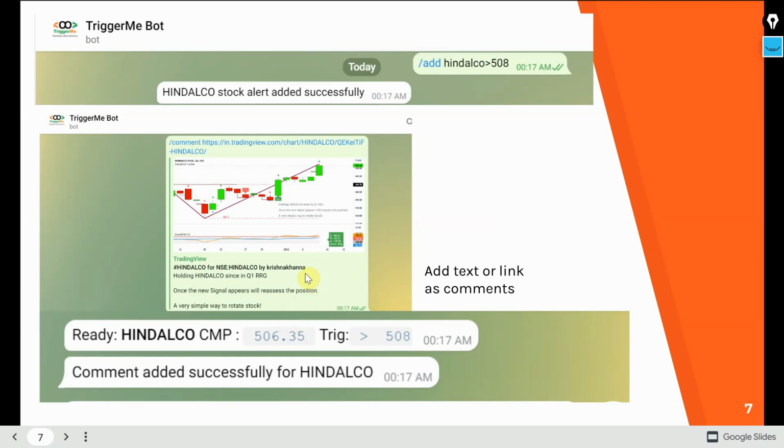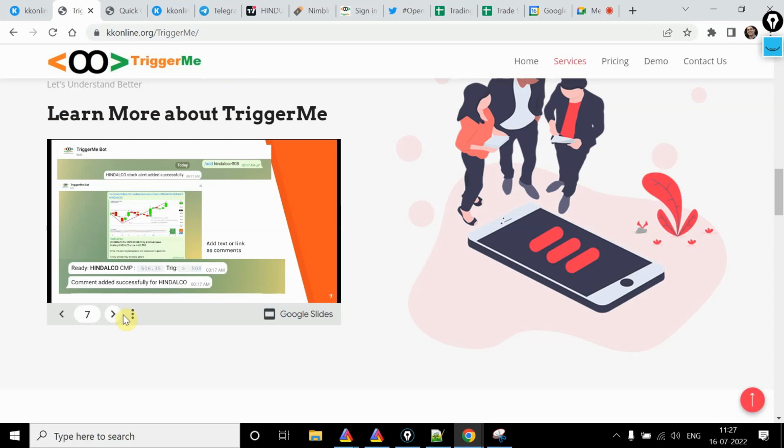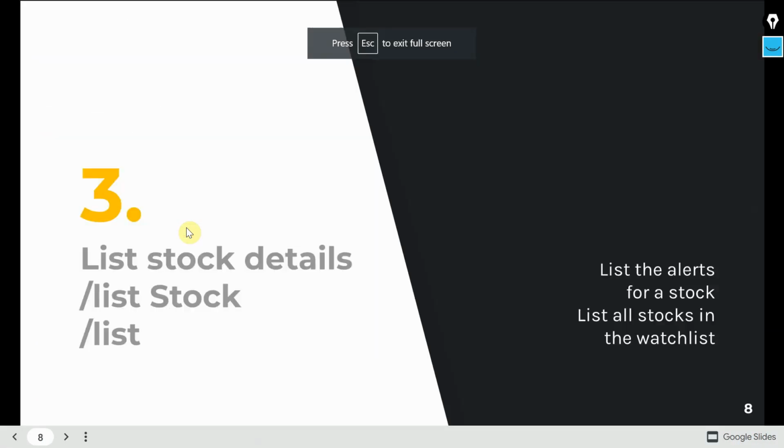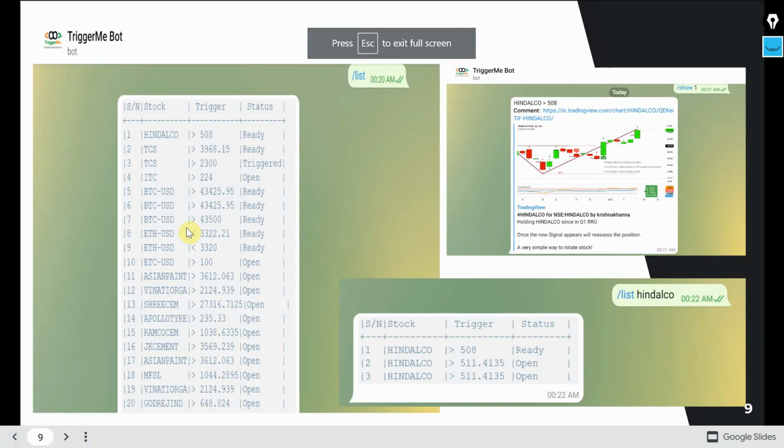Thank you. Right, welcome. Okay, so let's move further over here. So the idea of having this system is to track the stocks and see what all is in the kitty. So for example, over here I see Hindalco, it is in ready state, some of them are in open state, some of them are in triggered state.